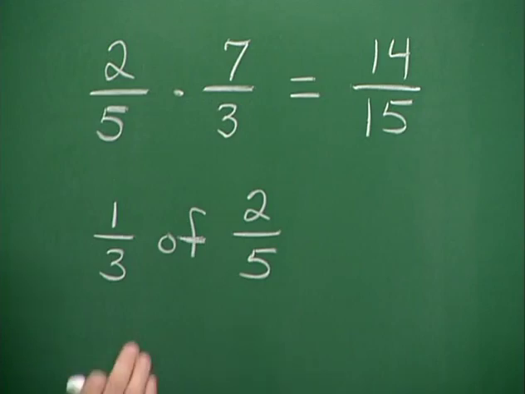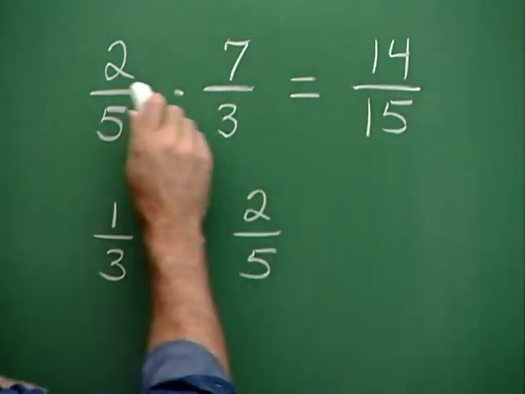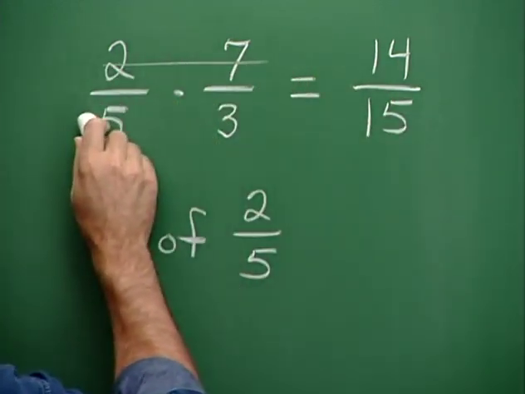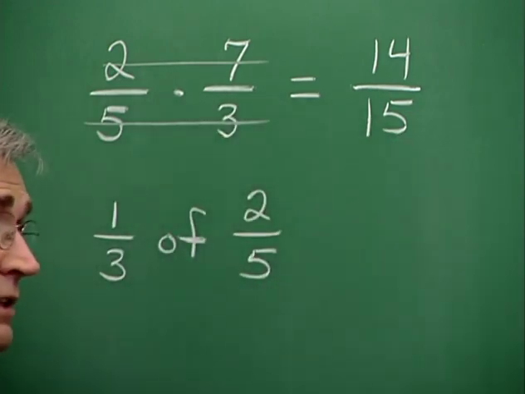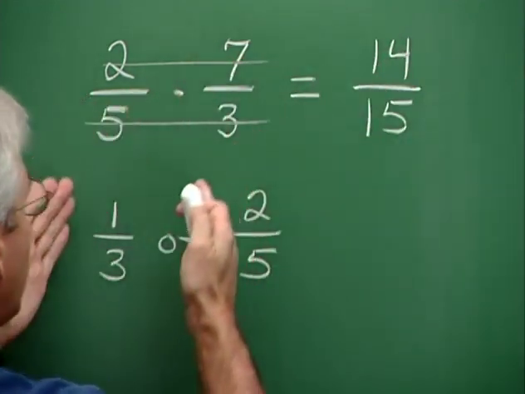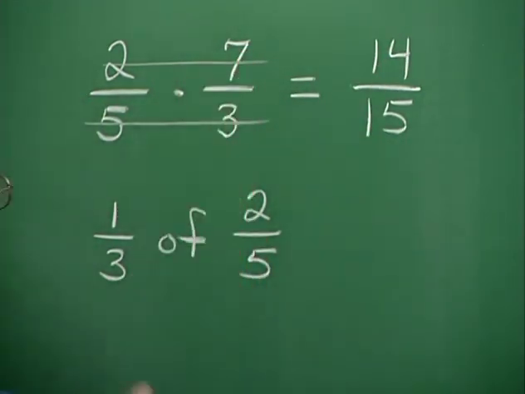Now many times we'll multiply straight across like this to emphasize the idea of multiplying numerators times numerators and denominators times denominators, but you know from the past that this answer can be put under this expression and it would be just fine.